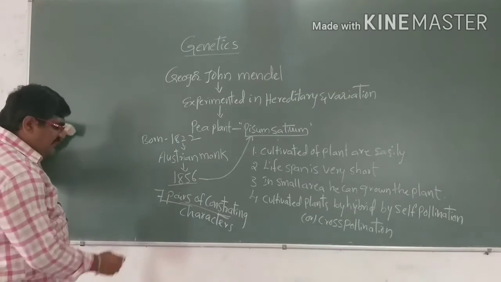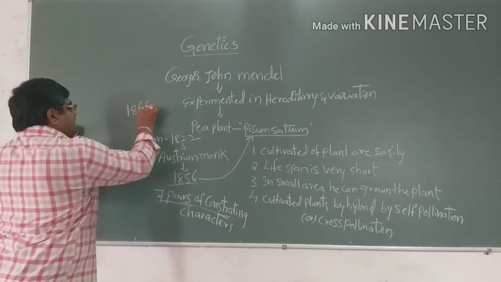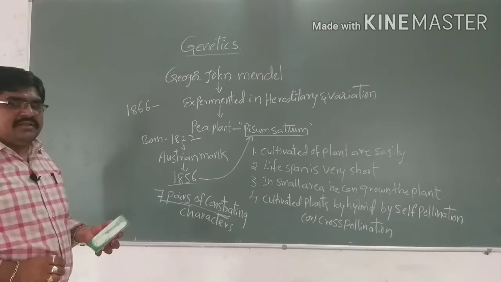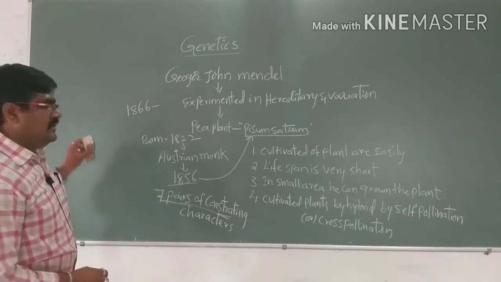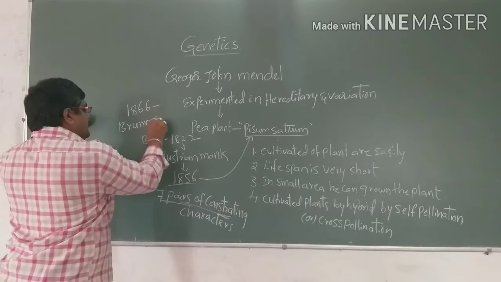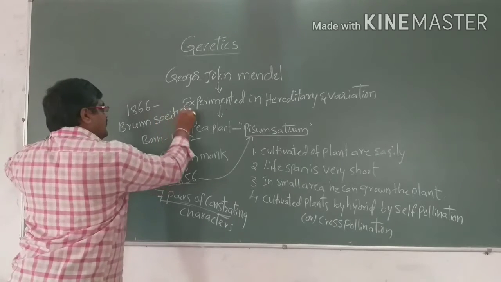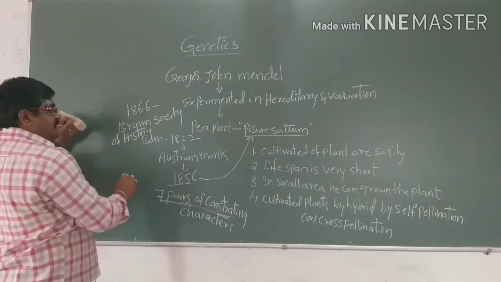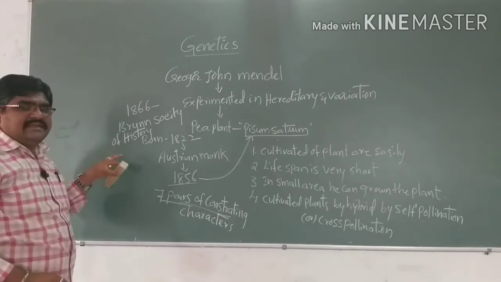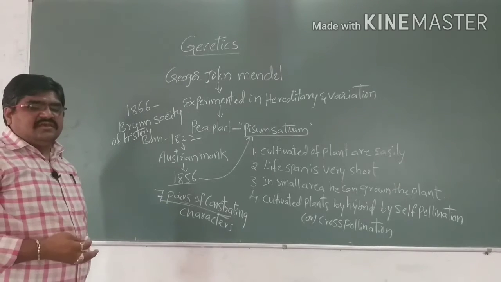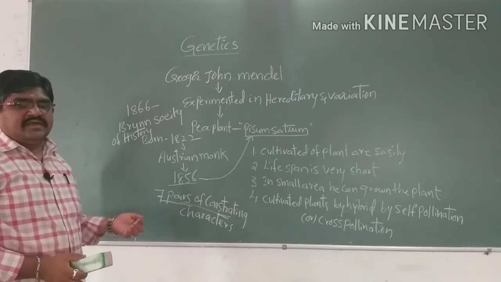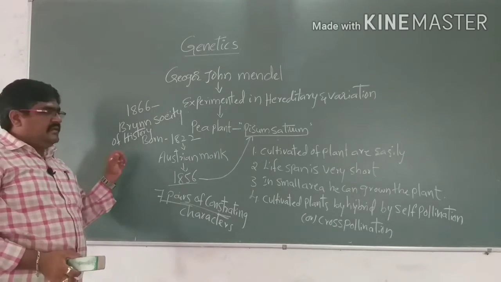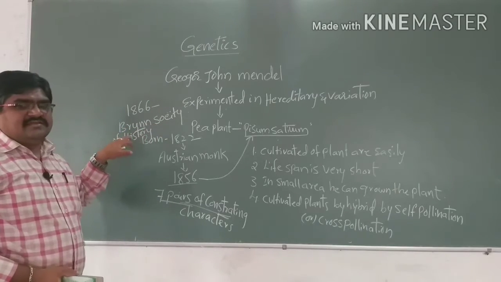He conducted the experiment in 1866. His experiments were not approved by the Brünn Society of Natural History. He gave mathematical calculations, but his experiments fell on deaf ears. The scientists did not approve them; the Brünn Society of Natural History did not accept them.